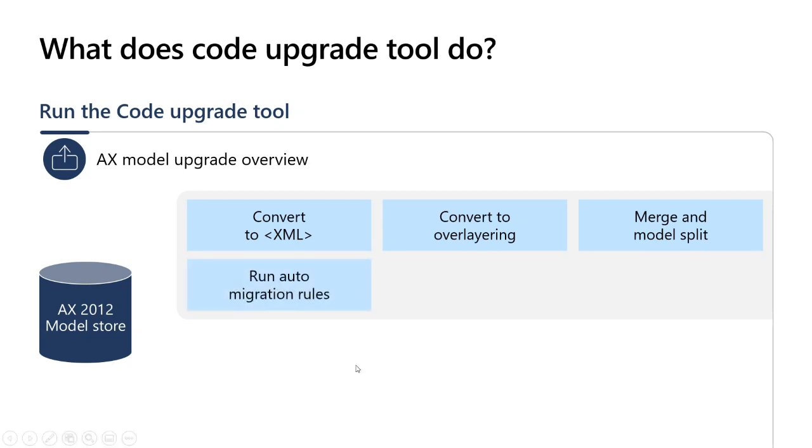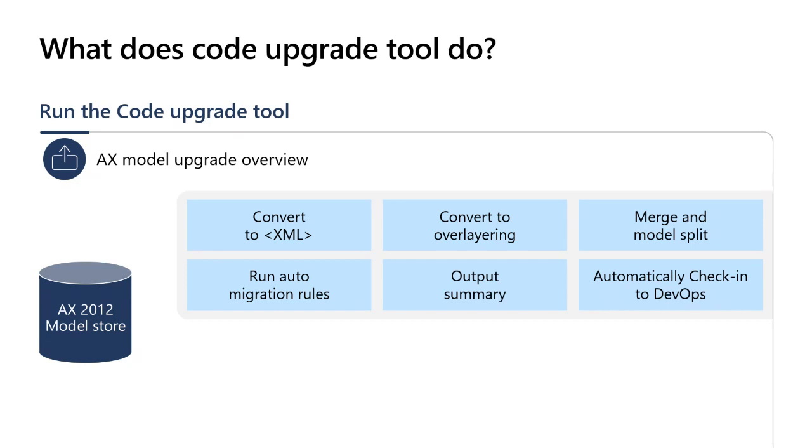And then we run some auto migration rules so that if we can convert some of the overlays to extensions, we can do that. We only do that maybe for one object type, for menus. But the main thing is we try to auto merge the conflicts. So if there are conflicts between 2012 and 365 because the code has moved in our baseline, we try to auto merge those if possible. And finally, we provide you with the output summary of what has been merged, and what the remaining overlaying is for developers to pick up. And all this converted code will be automatically checked into DevOps along with work items for the remaining conflict resolution work.